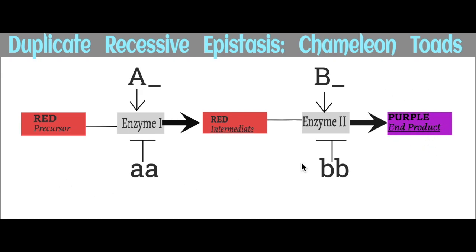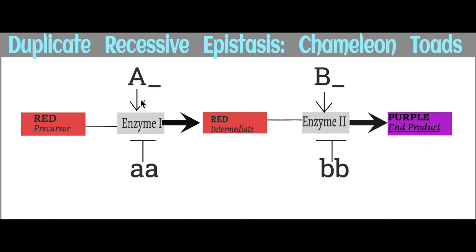So, in order for the purple pigment to be phenotypically expressed, the dominant A allele needs to be present so that enzyme 1 can catalyze the production of the intermediate. In addition to this step, the dominant B allele needs to be present so that enzyme 2 can produce the end product, which is the purple pigment.